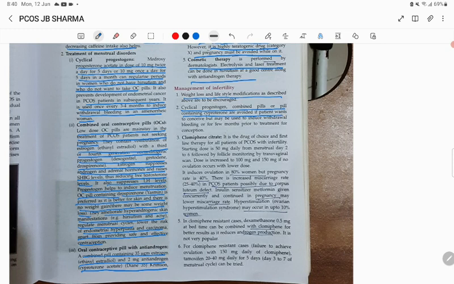Cyproterone acetate is to be avoided if they want to conceive, but may be used for withdrawal bleeding prior to the treatment for conception. Clomiphene citrate is the drug. It can be used in a single dose of 50 mg daily from menstrual day 2 to day 6, followed by follicular monitoring by transvaginal scan. The dose is increased to 100 mg to 150 mg daily for 5 days if no ovulation occurs with the lower dose. It induces ovulation.